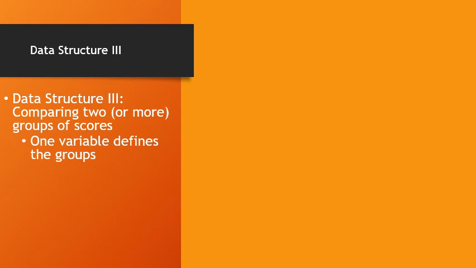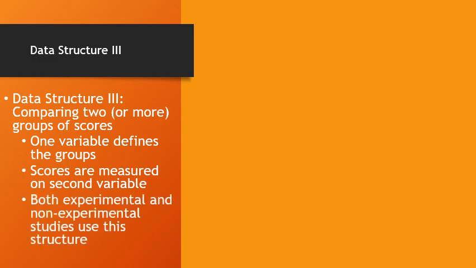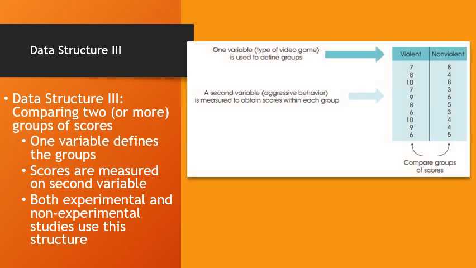All right, data structure 3 is comparing 2 or more groups of scores. One variable defines the groups, so you're either like group 1 or group 2, and then scores are measured on a second variable. Both experimental and non-experimental studies use this structure. So here's an example. Maybe you have one variable, what type of video games do you play? Violent video games or non-violent video games? And then I want you to take this little test that measures your aggressive behavior. And these are the scores that people got based on if they played violent video games or non-violent video games.